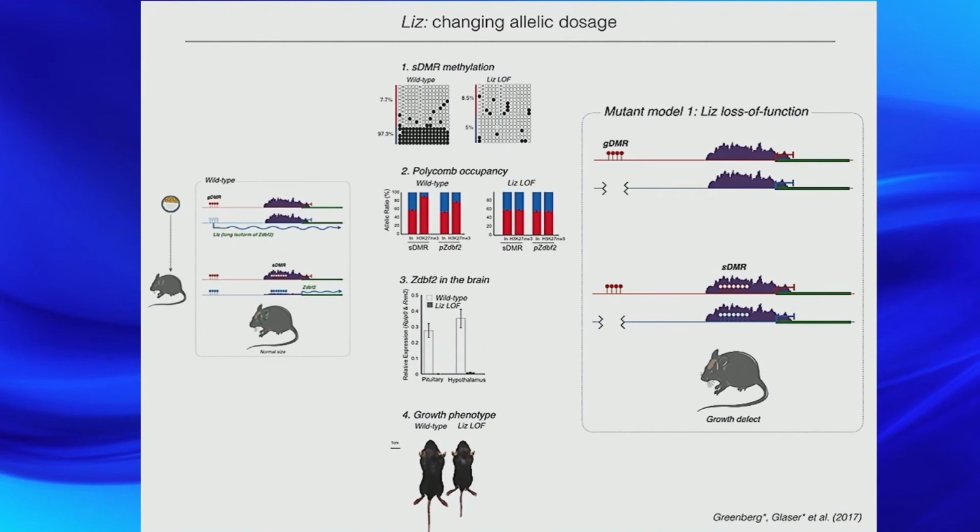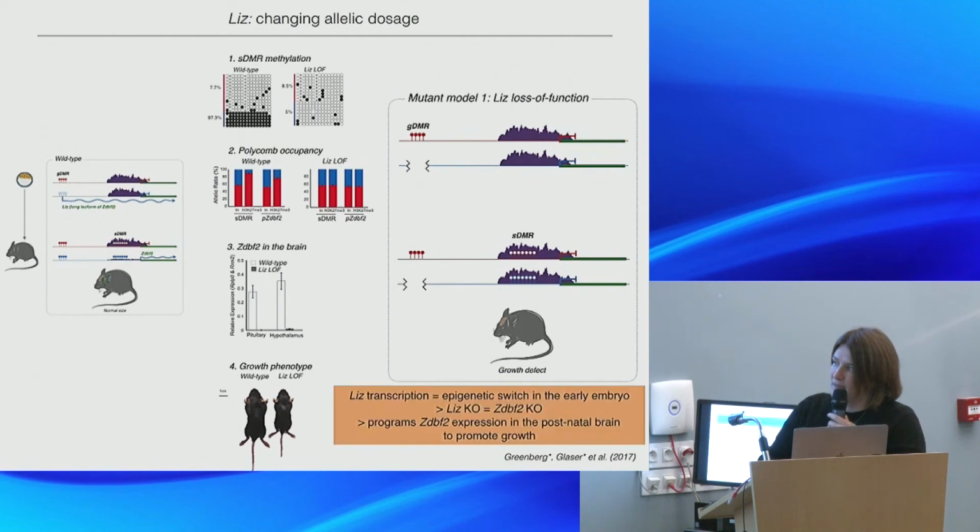And in terms of growth effect, it was a complete phenocopy of the ZBF2 mutation, even though, as I said, the genetic sequence is the same. These mutant mice that were not able to express LIS during pre-implantation development also show all the same growth defects as the ZBF2 knockout, which are mostly postnatal growth defects. So this transcription during pre-implantation on the paternal allele is required to operate a switch so that now there is DNA methylation deposited here. This will dissolve the polycomb repression and allow ZBF2 expression later on during brain development after birth. And without LIS, you have exactly the same phenotype as having no ZBF2 expressed at all.